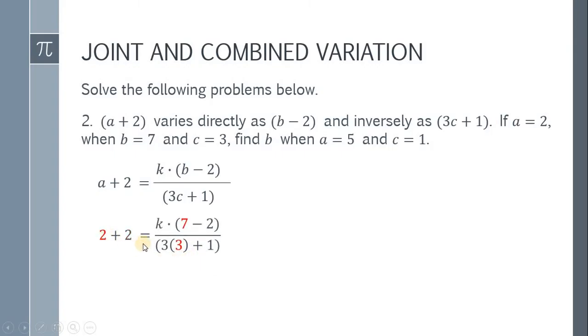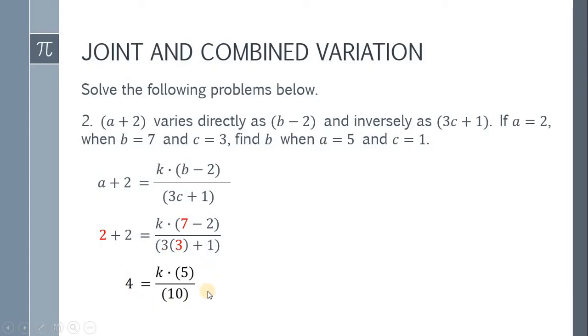So, we have 2 plus 2 is equal to K times 7 minus 2 all over 3 times 3 plus 1. Yung A naging 2, yung B naging 7, at yung C, pinalitan natin ng 3. Next, simplify natin. So, we have 4 is equal to K times 5. 7 minus 2 is 5. All over 3 times 3 plus 1 or simply 10.